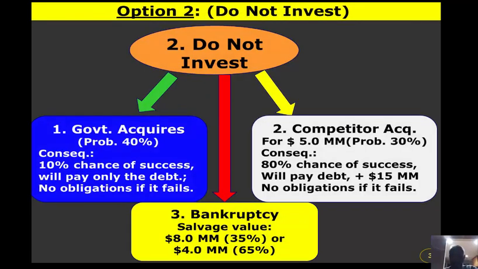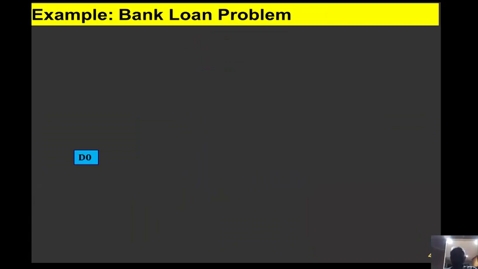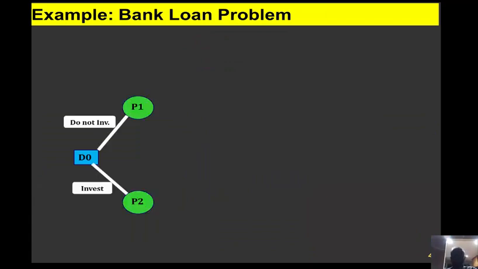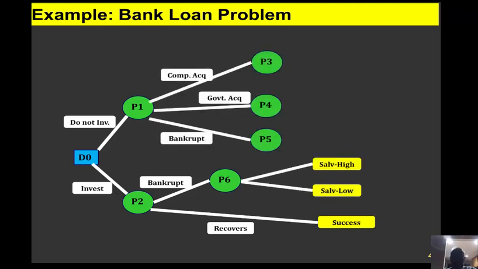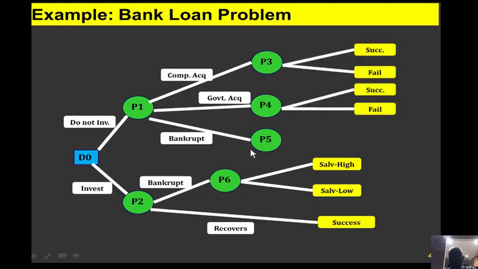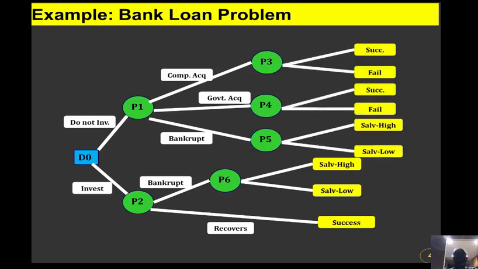The question is, what should the bank do? Invest or not invest? Let's draw the decision tree. We start with the decision node and we have the two options, invest or do not invest. And if we invest, we might recover or we might be forced into bankruptcy. Here are the salvage values. Similarly, we have three possible outcomes here: competitor acquisition, government acquisition, or bankruptcy, all of them with their own consequences. So this is our manual decision tree.